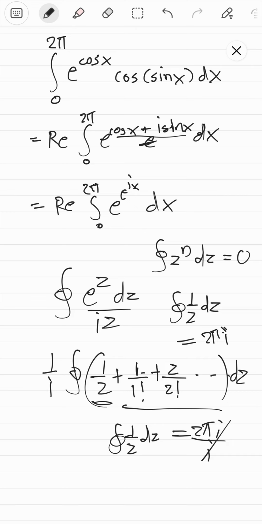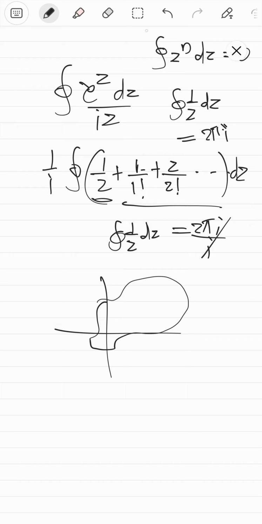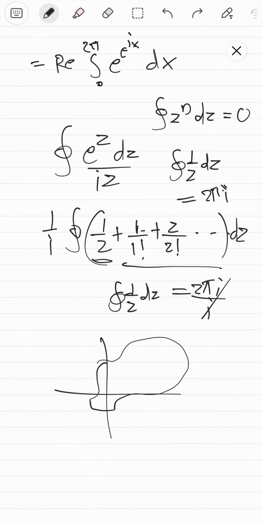But this basically raises a new question: what if your loop was not a circle, would it still work? The thing is, yes, it would still work. This works for any kind of loop that contains the origin. So even if your loop was like this, this integration of e power z upon iz dz would still be 2 pi. That's what I wanted to say.